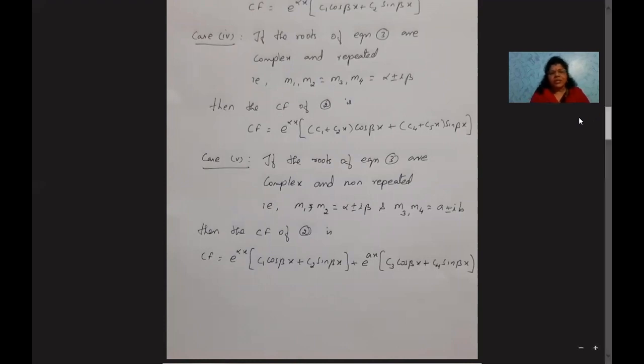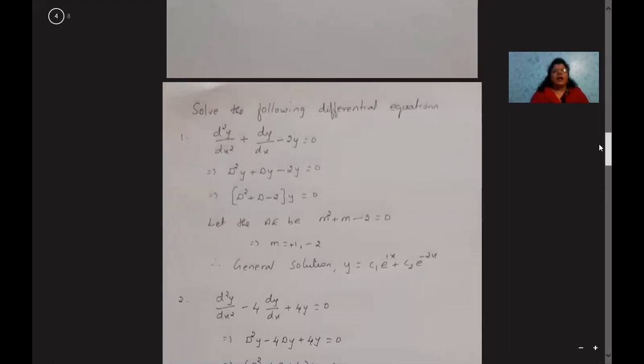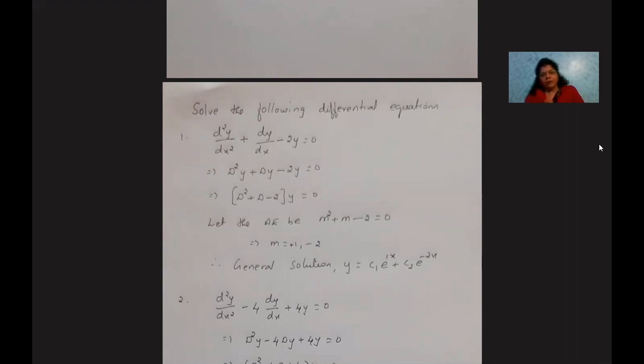Then the complementary function is e power alpha x into c1 cos beta x plus c2 sin beta x plus e power alpha x into c3 cos beta x plus c4 sin beta x. These are the different categories of finding the complementary function. Now, the solution of any homogeneous linear differential equation is y equal to the complementary function, because the RHS does not exist. Now, how to solve the differential equation, we are going to see with some examples.